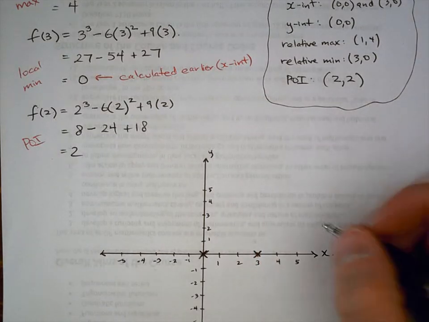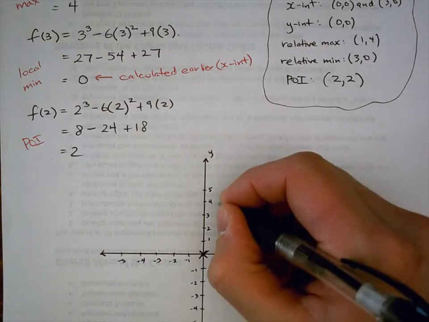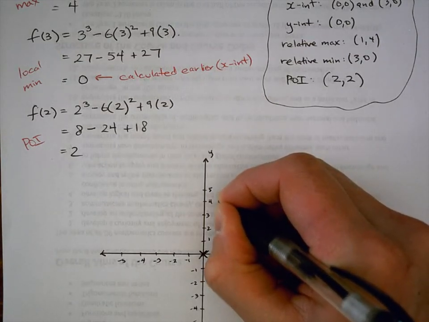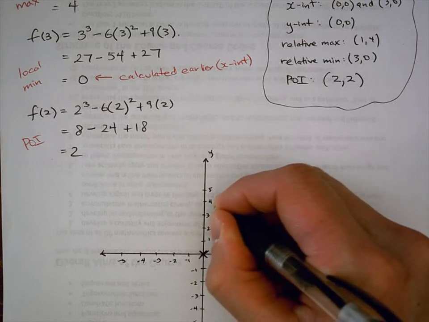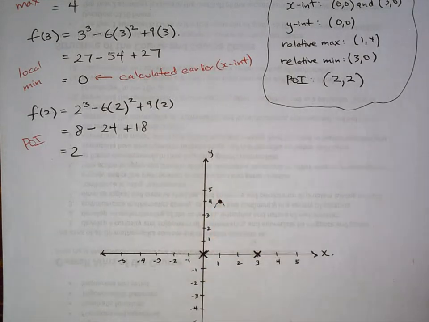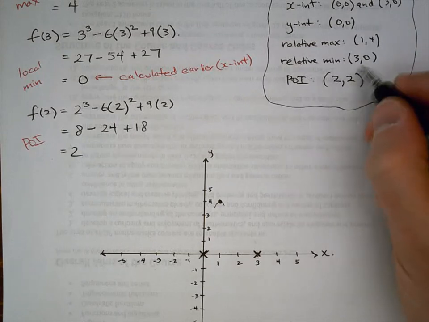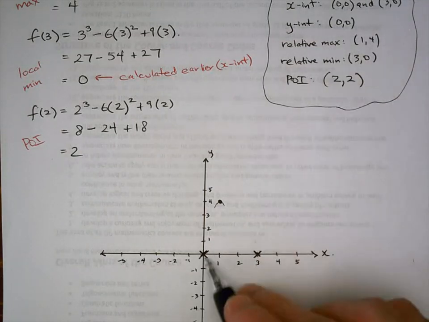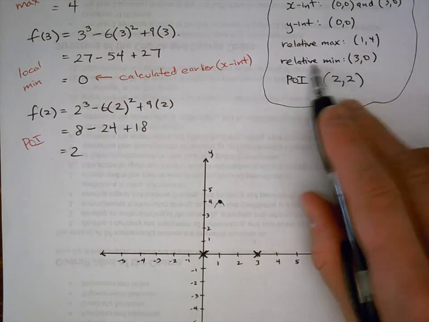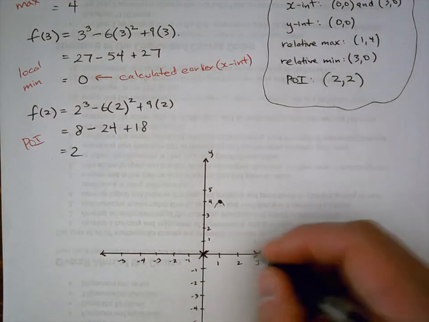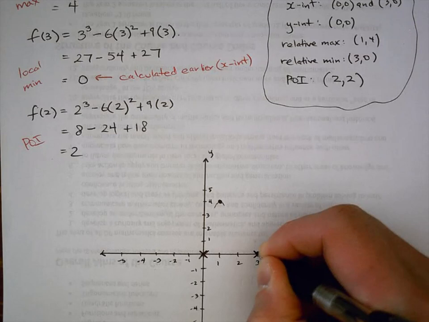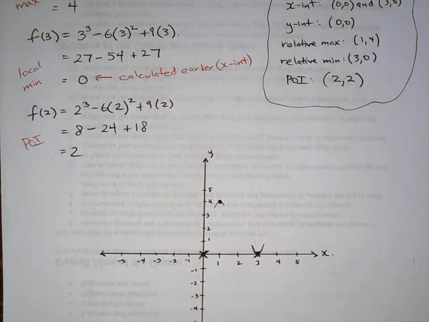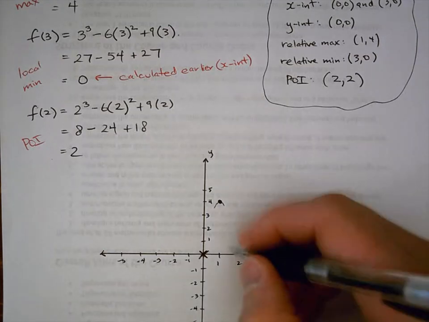Okay, now we've got a local max at 1, 4. So there's a relative max right here at 1, 4. So you have to imagine, we know this is happening here. There's some sort of max point. We also have a Y-intercept at 0, 0. So this is also the Y-intercept. Okay, the relative min is 3, 0. So we know this is a min point too. So we know actually the graph is doing something like that. And we also have a POI at 2, 2.